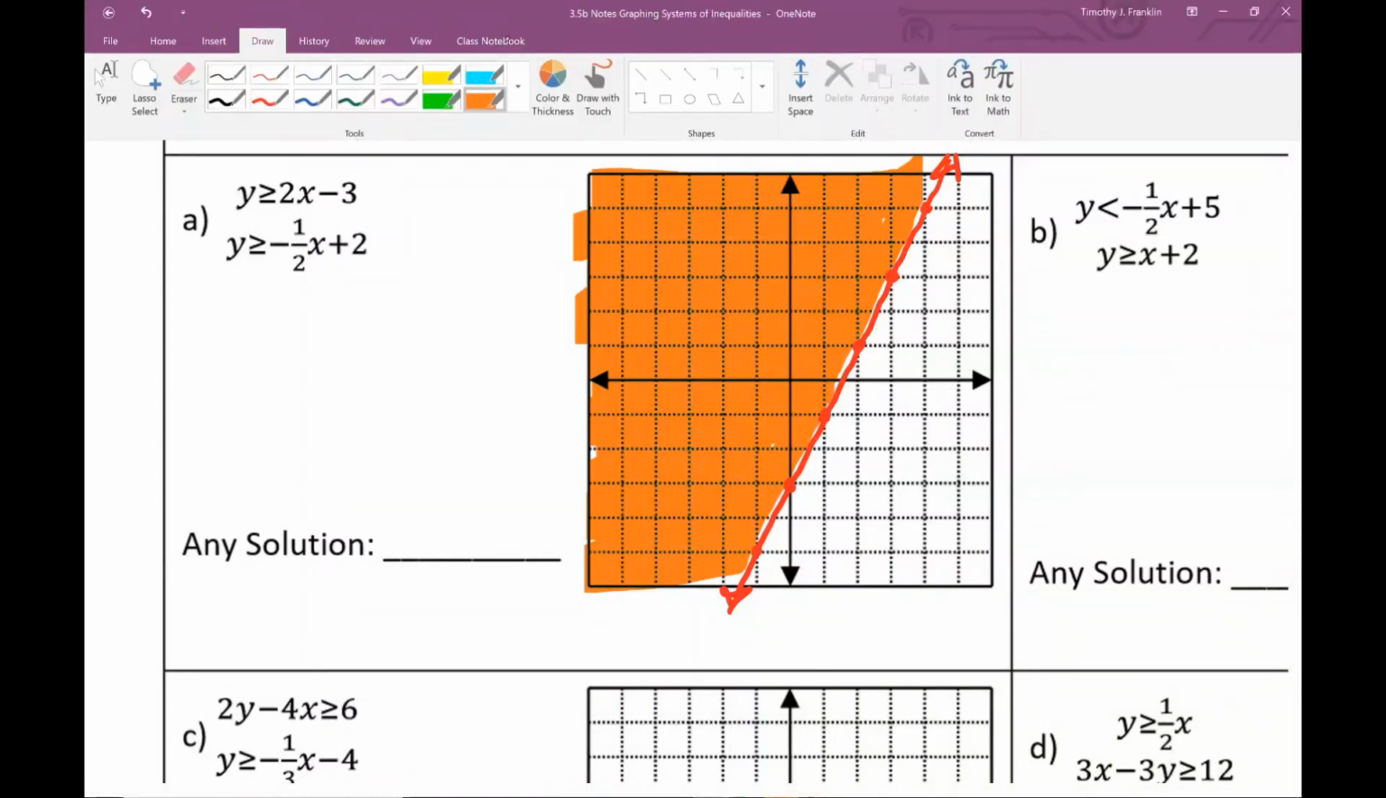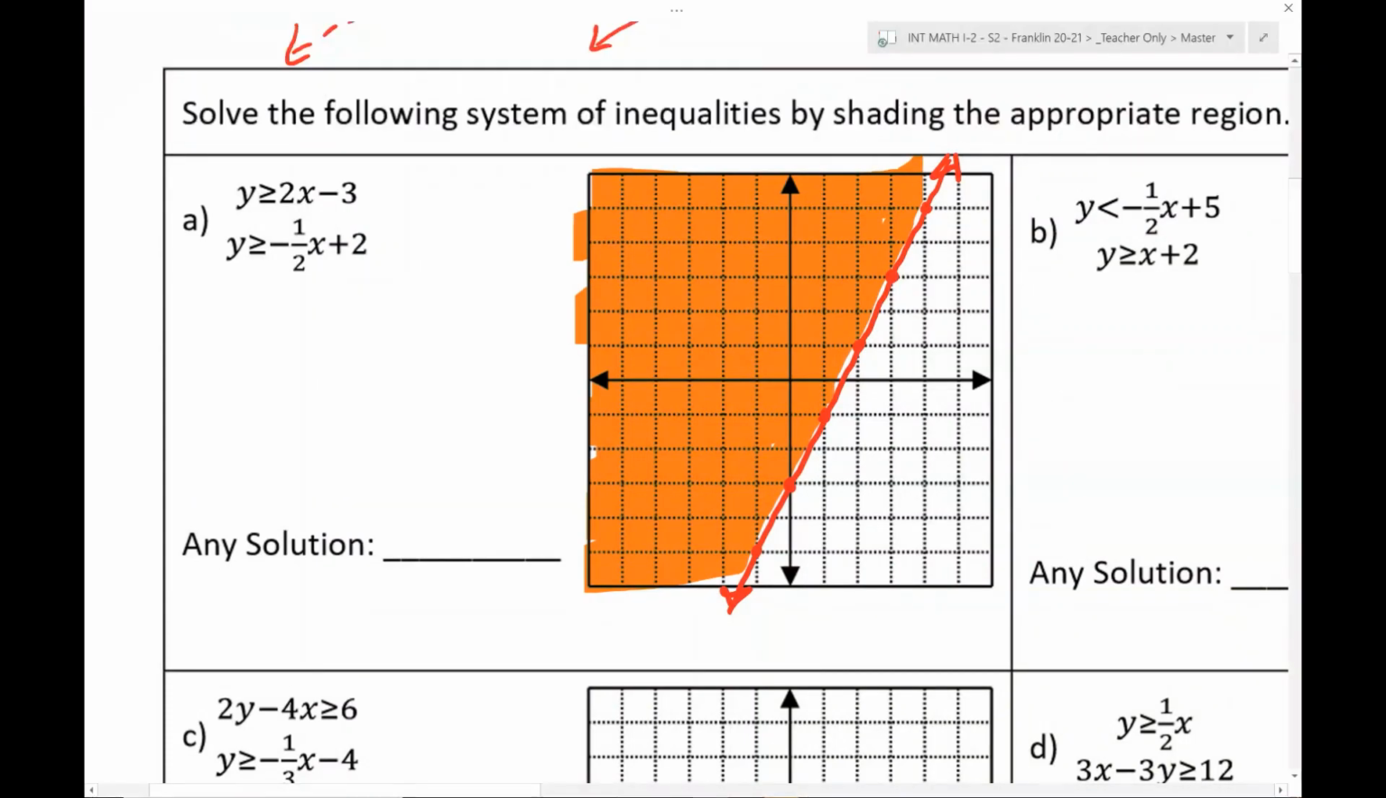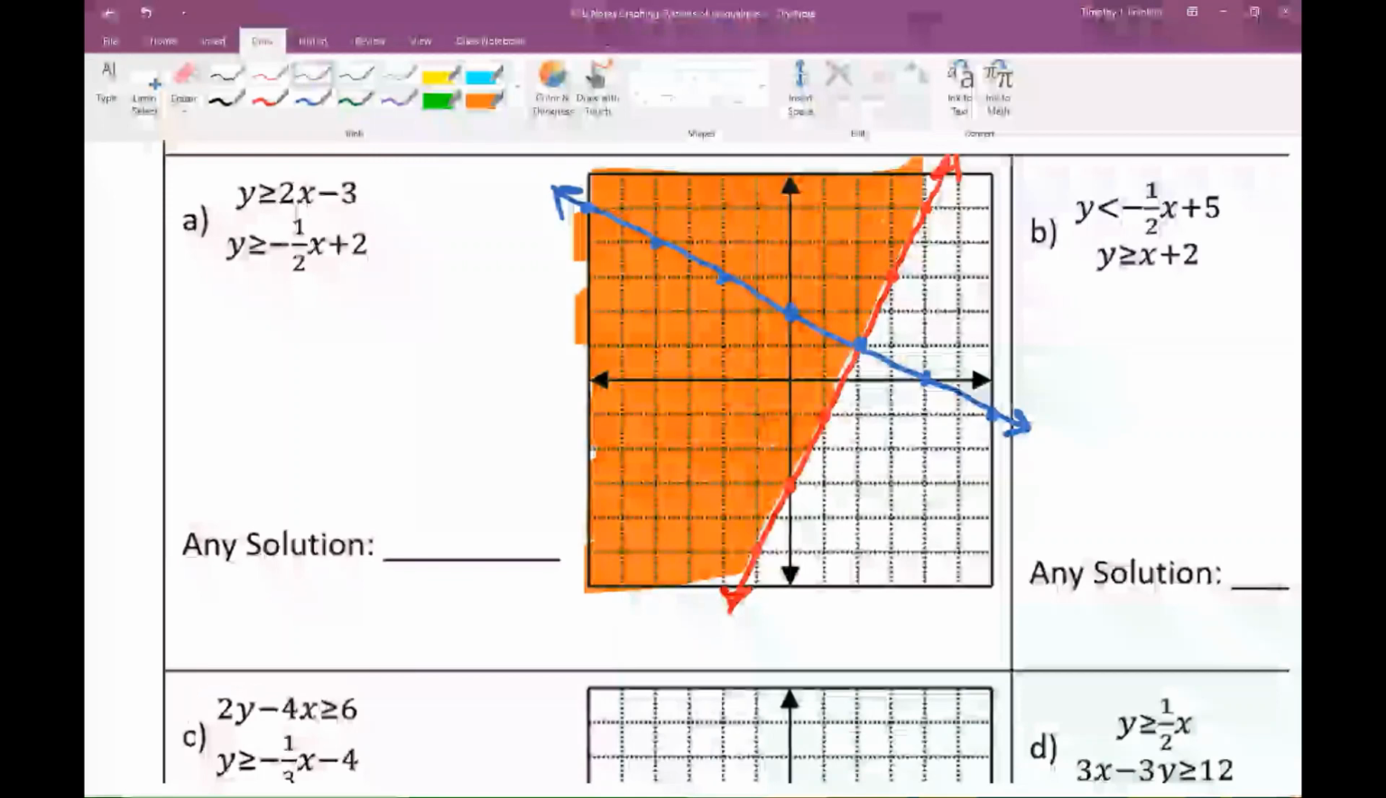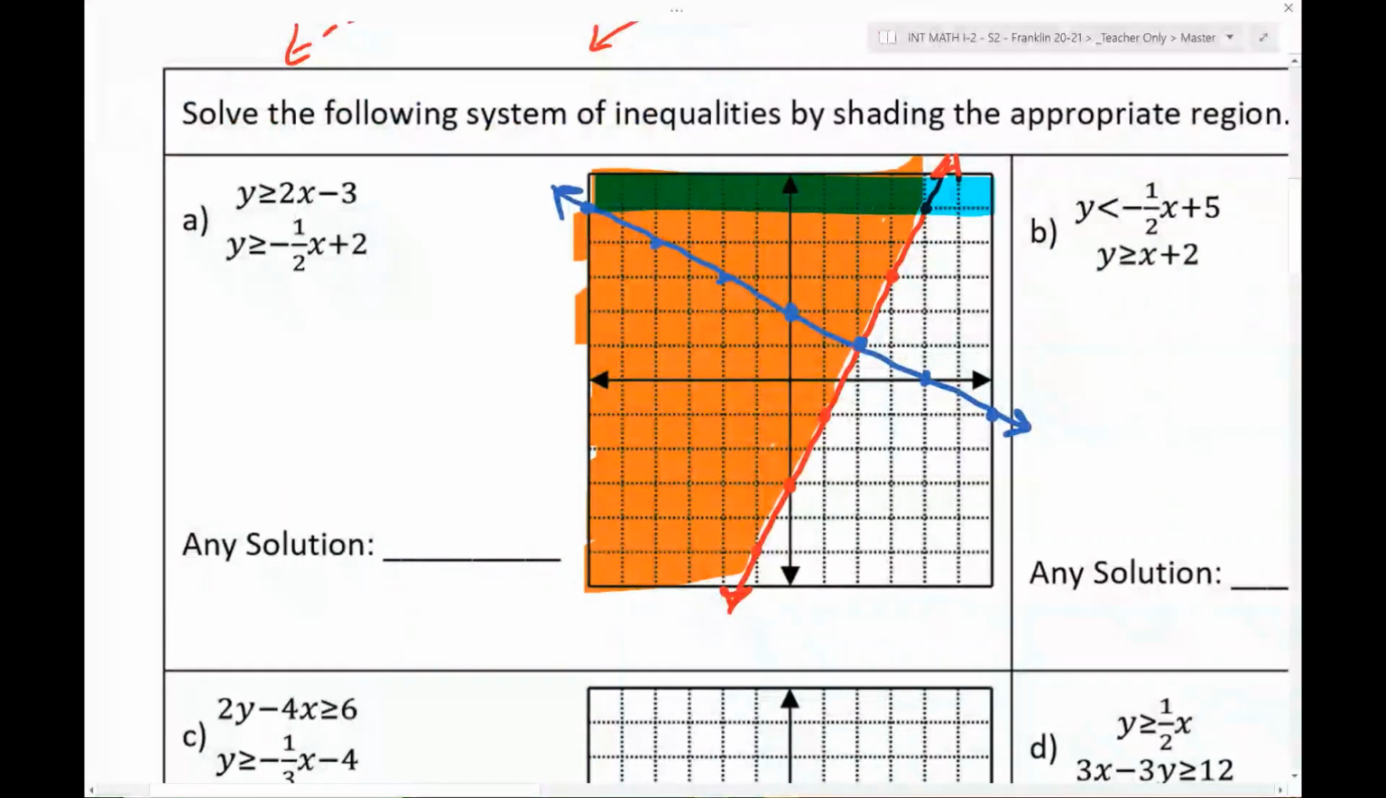Now I'll use a different color for this next line. y is greater than or equal to negative 1/2 x plus 2. So it starts up here at 2. Negative 1 over 2x, so down 1, right 2. Or up 1, left 2. It also has the equal to bar, so we're going to use a solid line. And it says greater than or equal to, so again it'll be shaded above. And so that will be this region here.